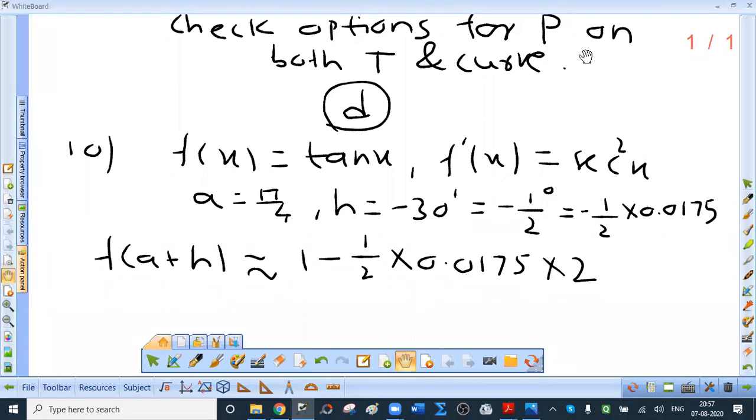Now what is the formula for approximation? It is f of (a plus h) approximately f of a, means tan pi by 4, which is 1, right? Then plus h into f dash of a, but h is minus half into this. And what is f dash? Because sec pi by 4 is root 2, sec square is 2. So tell me, I think the correct option is D, Delhi. See the difference. D is 0.9825.